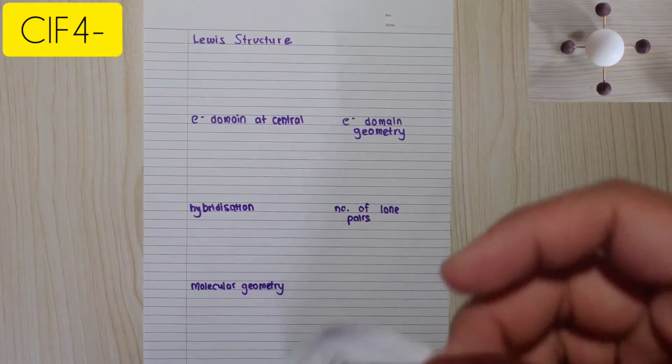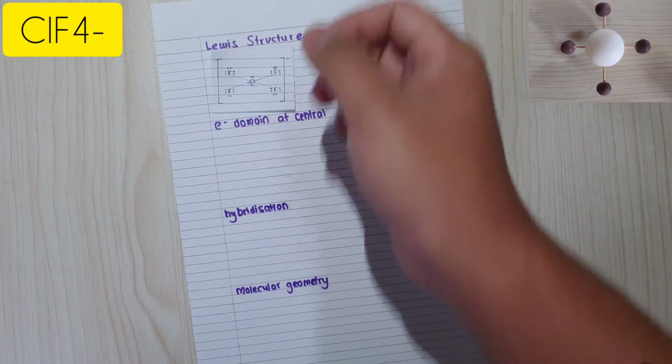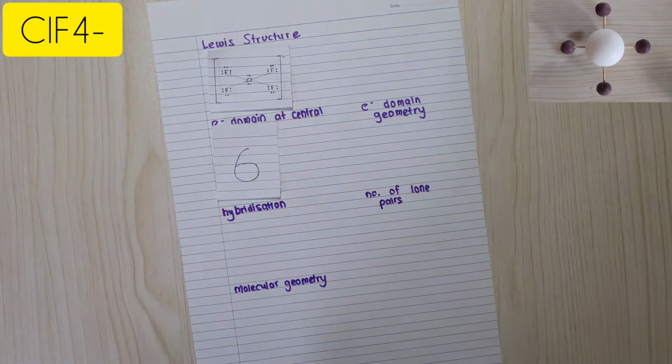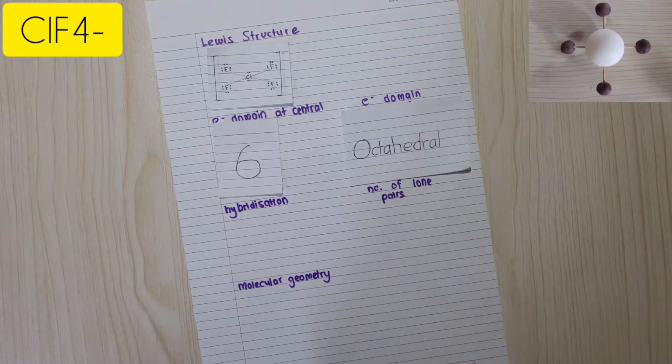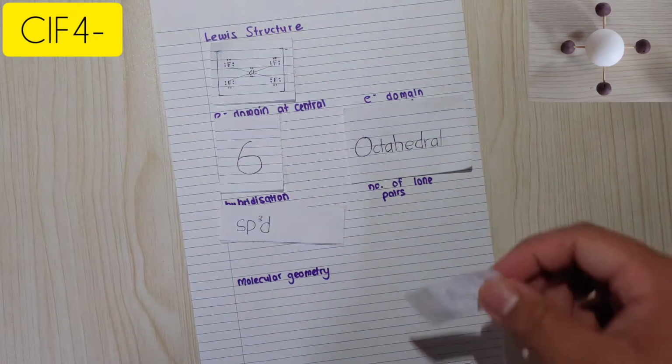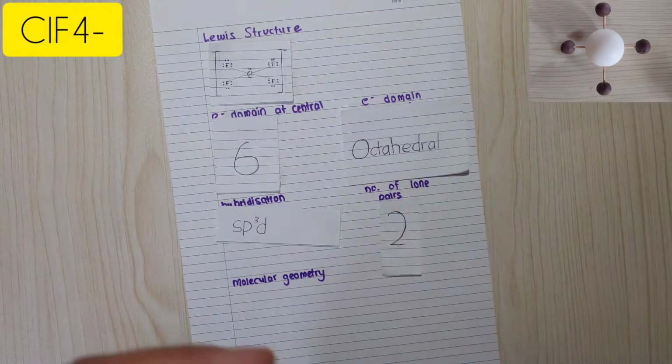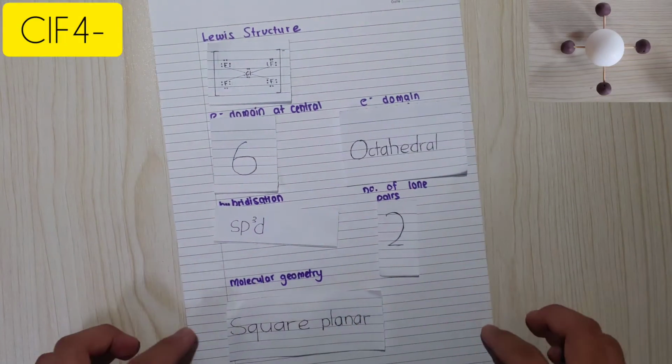This is for ICl4 minus. The Lewis structure is like this. We have 6 electron domains at the central atom, while the electron domain geometry is octahedral. Hybridization is sp3d2. We have 2 lone pairs, and the molecular geometry is square planar.